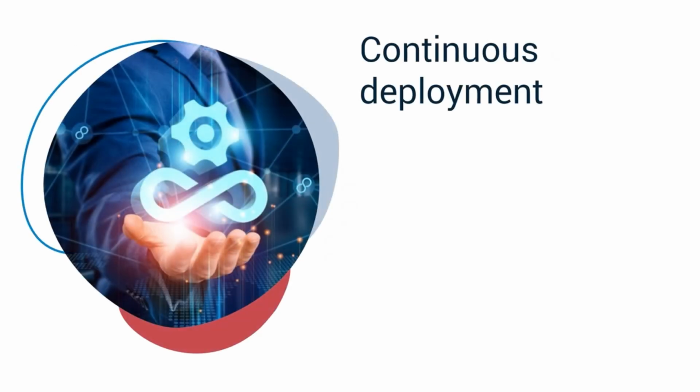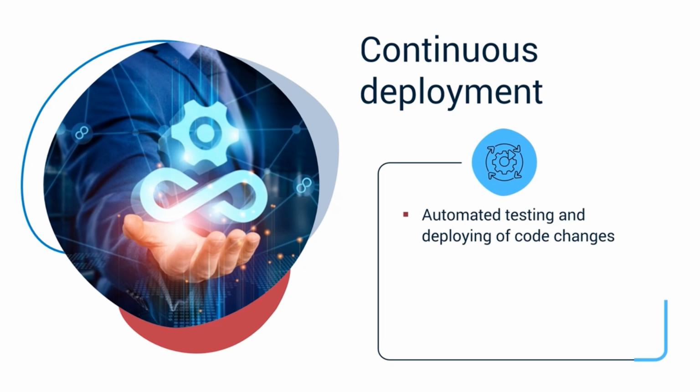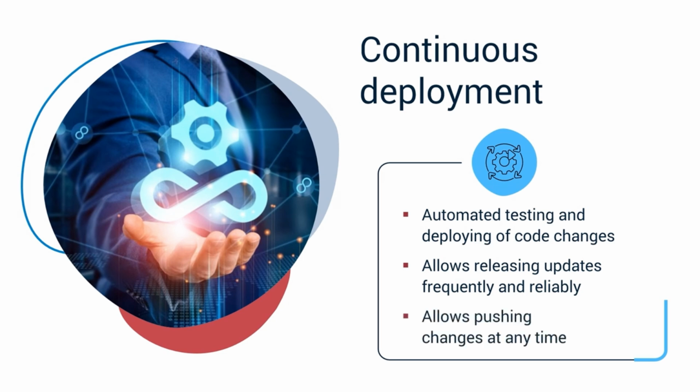The last strategy is continuous deployment, where code changes are automatically tested and deployed to production as soon as they're ready. This strategy allows teams to release updates frequently and reliably. For instance, a news app that constantly updates its content needs to deploy new articles and features quickly. Continuous deployment allows developers to push changes at any time without downtime.